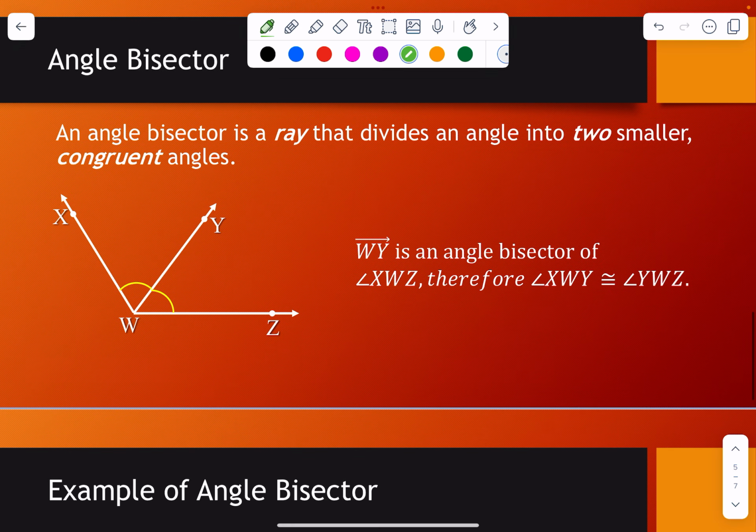The next part that we need to talk about is what an angle bisector means. Remember a segment bisector we already talked about, where it cuts a line segment perfectly in half, it connects through the midpoint. Well, an angle bisector is very similar. An angle bisector is a ray that divides an angle into two smaller congruent angles. So when you look here, WY is an angle bisector of angle XWZ. Therefore, XWY is congruent to YWZ. So therefore, their measurements have to be the same.